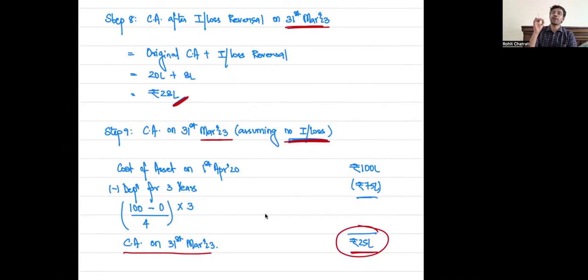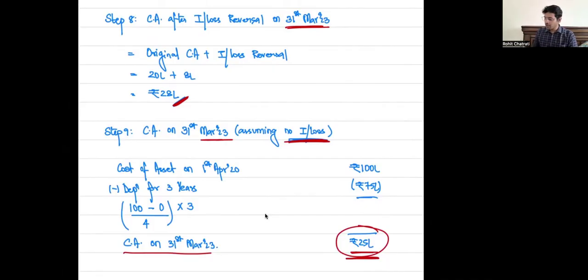The carrying amount that would have hypothetically existed had no impairment loss been recognized in year 1. That number is 25 lakhs and carrying amount after reversal is 28 lakhs. So condition number 3 is not satisfied, and therefore Ind AS 36 states that the carrying amount should be restricted to 25 lakhs. The carrying amount after impairment loss reversal should be restricted to 25 lakh rupees, and therefore the reversal of impairment loss is going to be permitted only to the extent of 5 lakh rupees.